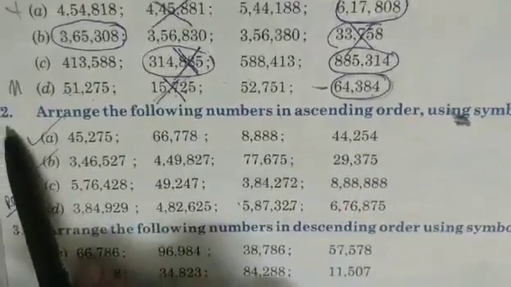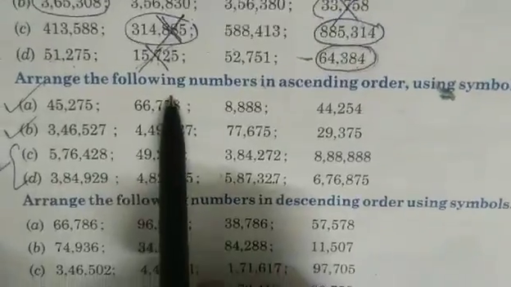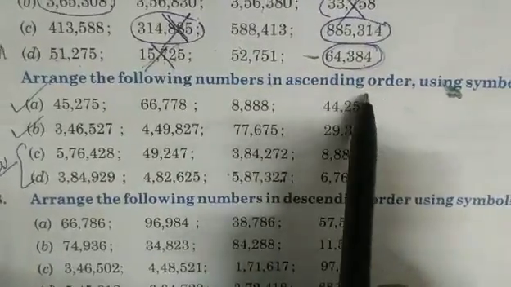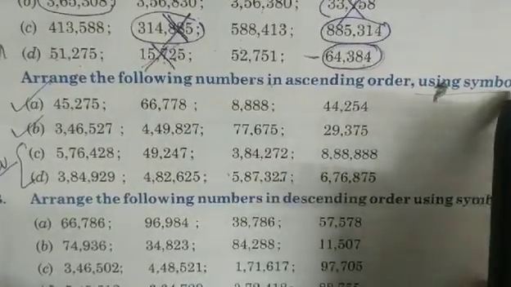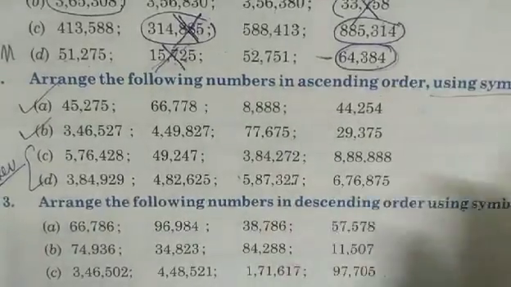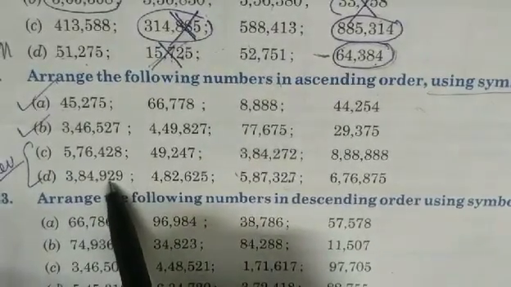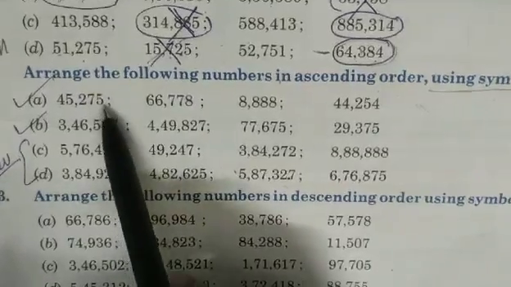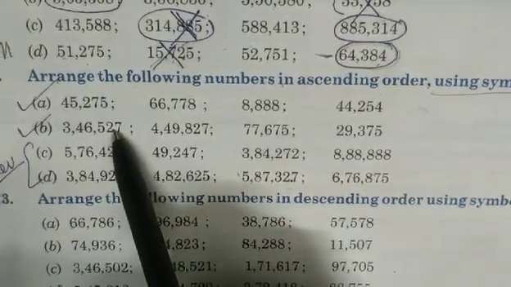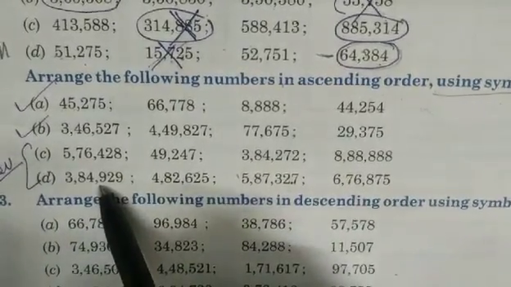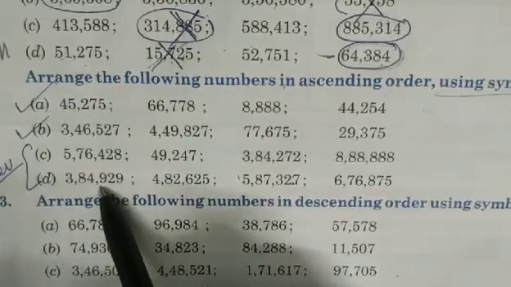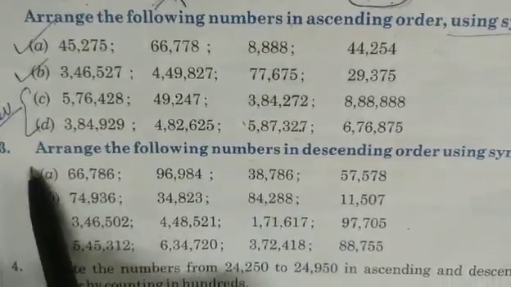Now question number 2: arrange the following numbers in ascending order using symbols. There are 4 questions. I am doing only A part and B part. C and D you will revise in your register. And the same applies to question number 3.